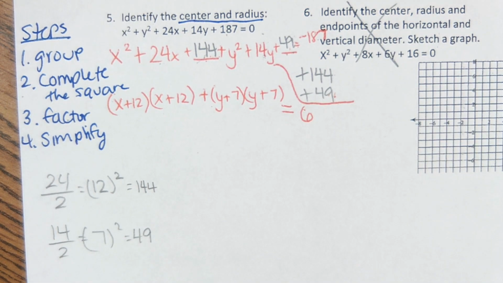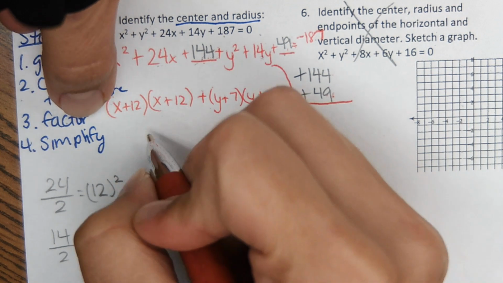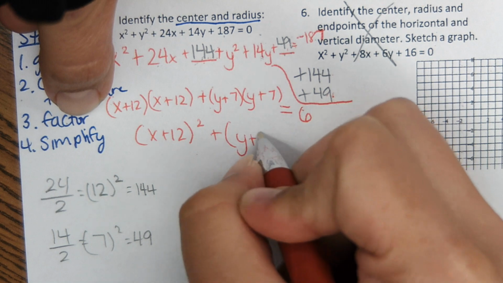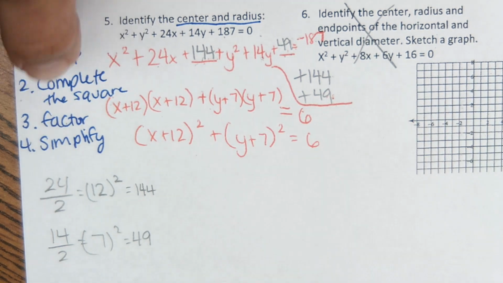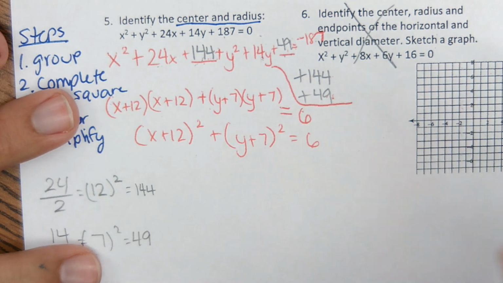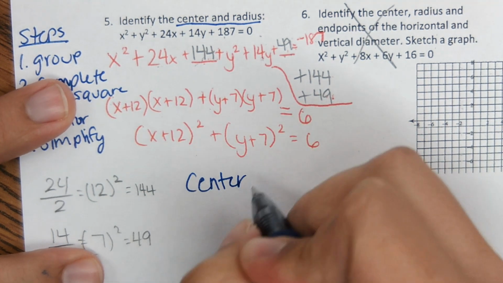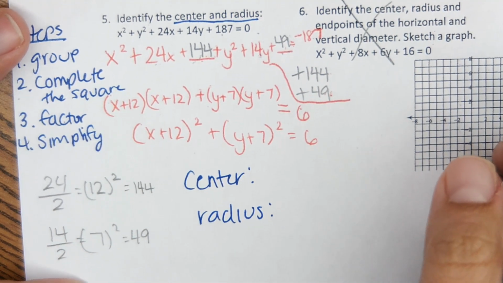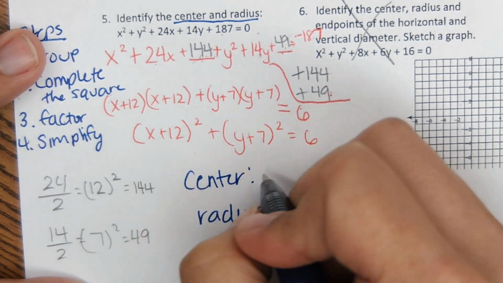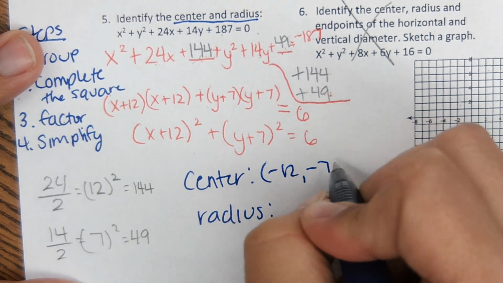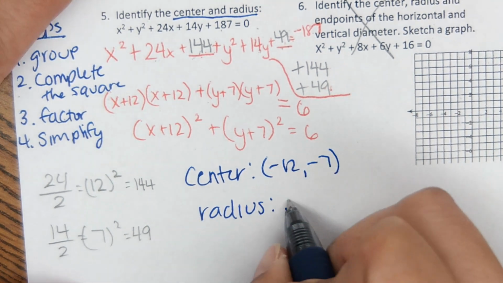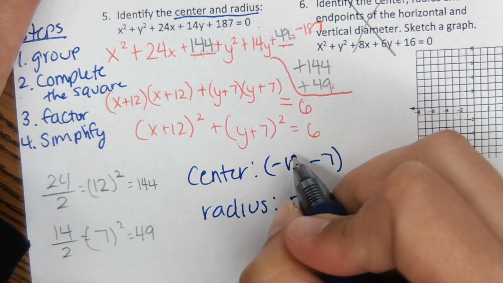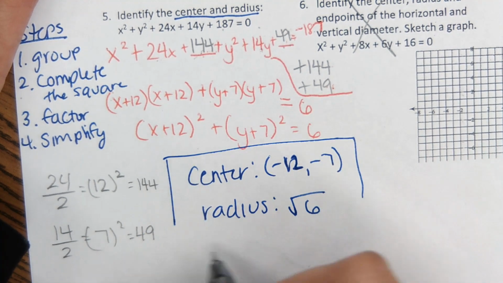You might be able to see where this is going now. This is x plus 12 squared plus y plus 7 squared equals 6. And now you can identify the center and the radius. The center is going to be negative 12, negative 7, and then the radius would just be square root of 6. That's supposed to be 12 right here. And then we're done.